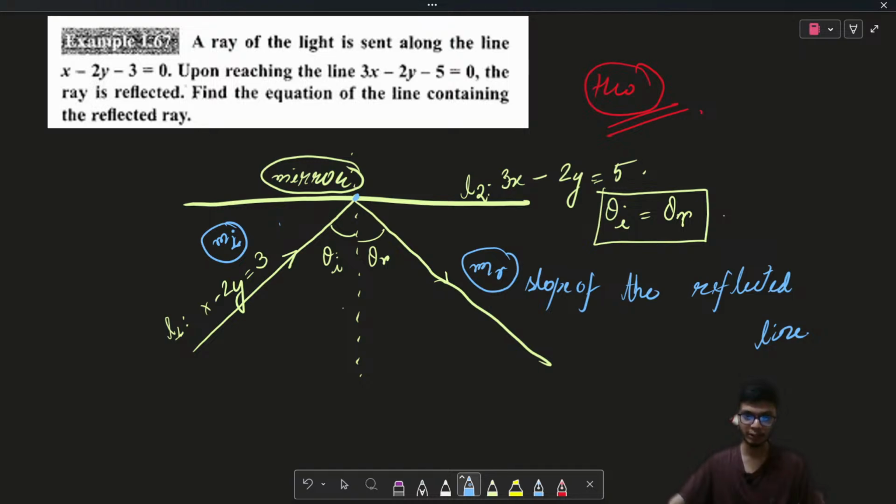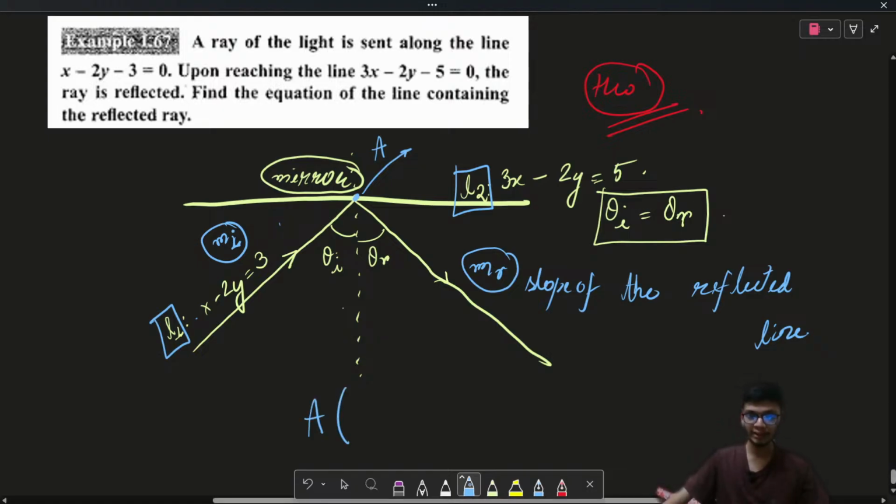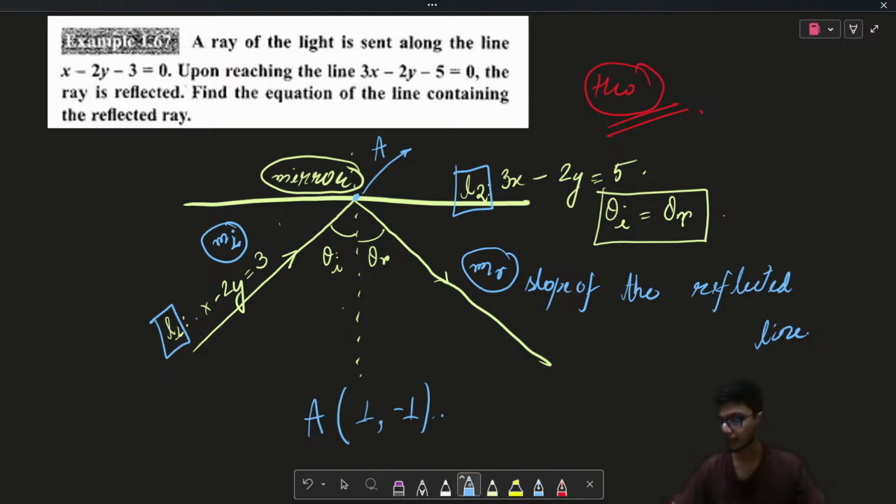In order to find that particular point of incidence, let us call this point A. We have to solve line L1 and line L2, right? If you solve L1 and L2 for the point of intersection, we will definitely get our point of incidence, that is point A. If you solve it yourself, it is very simple. If you just subtract L2 from L1, you will get 2x equals 2, so x equals 1, and then if x equals 1, y should be equal to minus 1, right? That is the point of intersection, or the point of incidence.